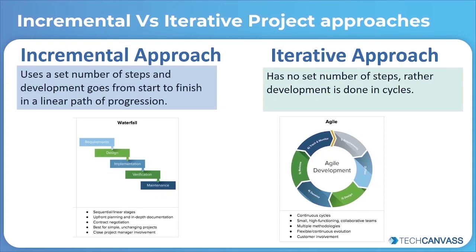Going towards the iterative approach, the iterative approach has no set number of steps. Rather, development is done in cycles. Iterative development is less concerned with tracking the progress of individual features. Instead, focus is put on creating a working prototype first and adding features in development cycles, where the incremental development steps are done for every cycle. Agile modeling is a typical iterative approach.